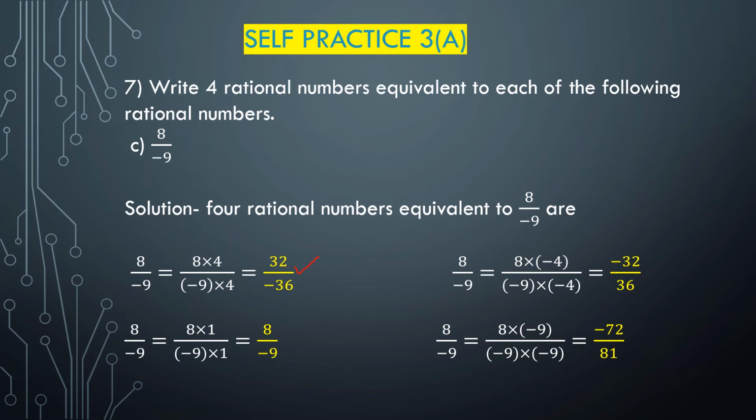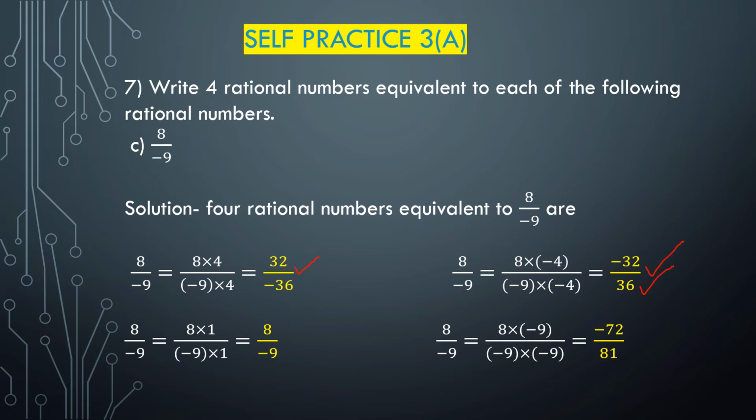If we multiply the number minus 4 with both numerator and denominator of 8 divided by minus 9, we get 8 multiplied with minus 4 is minus 32, and minus 9 multiplied with minus 4 is 36. So we get minus 32 divided by 36, which is equivalent to the rational number 8 divided by minus 9.